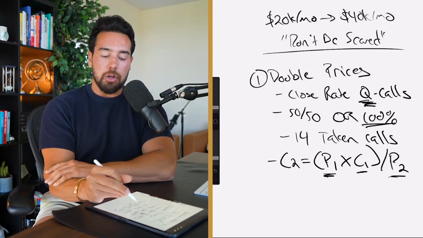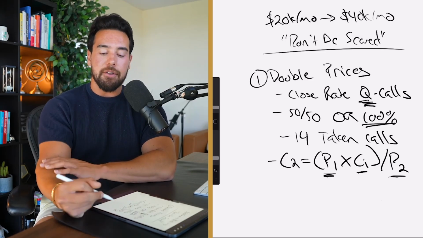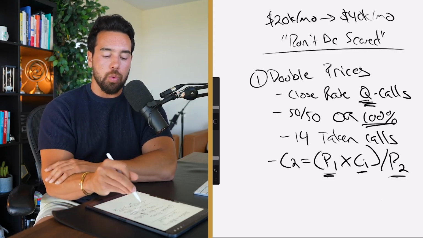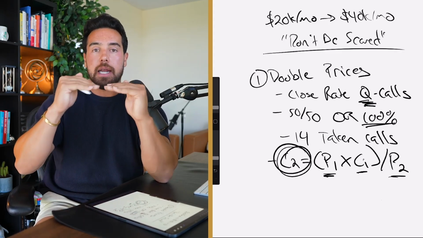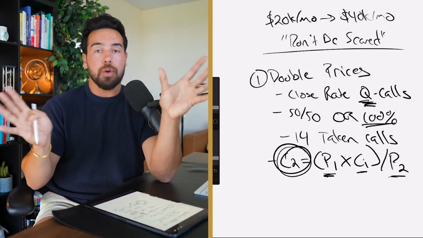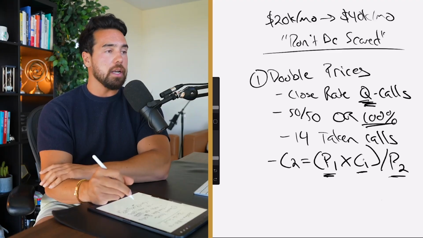So essentially, you multiply your current price times your current close rate, and then you divide that by the new price to figure out what your baseline close rate needs to be in order to essentially have both scenarios be equal. But remember, that's okay because you're doing less work on the back end. So let me kind of drive this home with an illustration here.